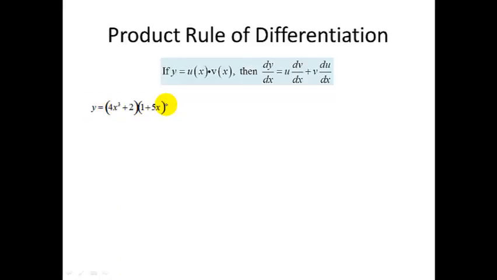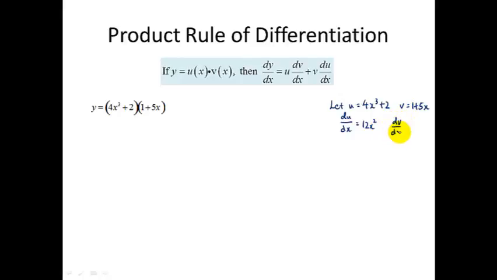We have here an expression y, where y is a product of two terms. So by the side, I'm going to identify u to be the first term, 4x cubed plus 2, and v will be the second one, 1 plus 5x. Then I'm going to differentiate u with respect to x. Applying the first rule of differentiation, 4x cubed becomes 12x squared, plus 2 being constant becomes 0.